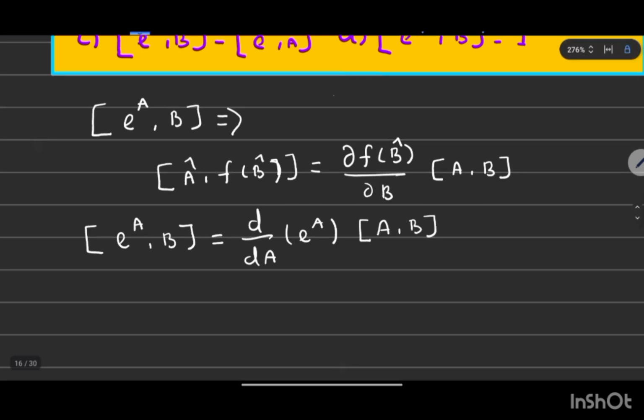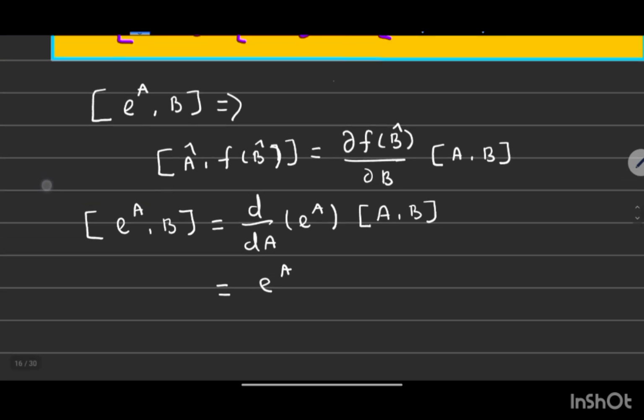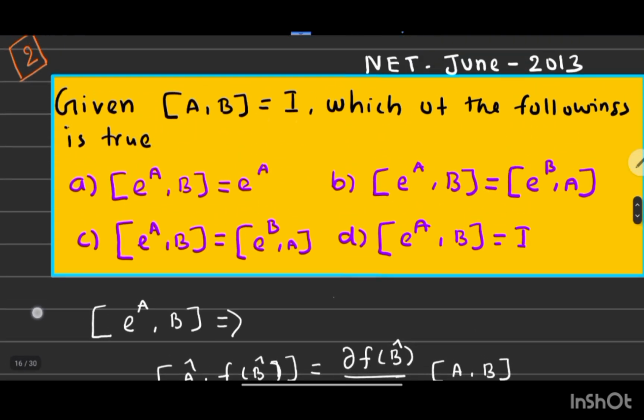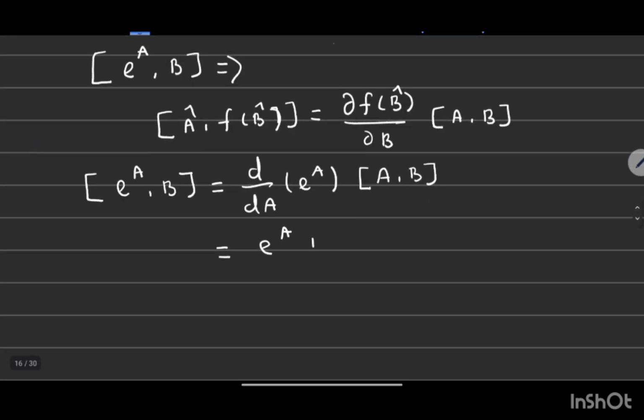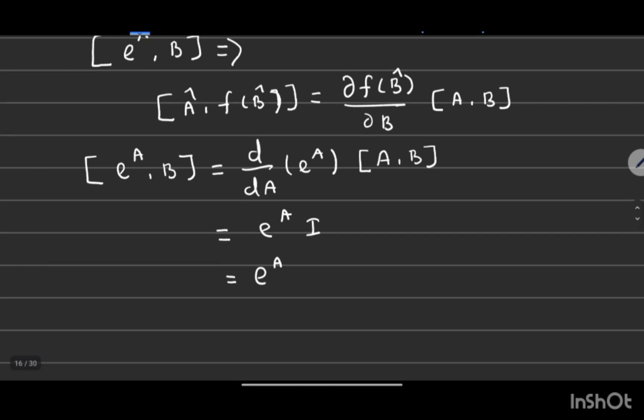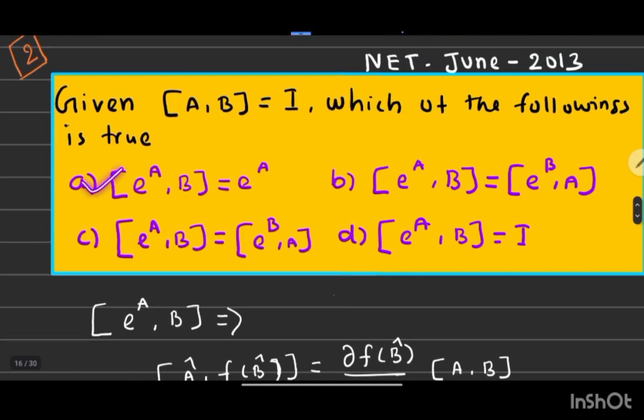Now what is the derivative of e raised to A with respect to A? It is e raised to A, and the commutation relation between A and B is given in the question itself, which is the identity operator, and any term which is multiplied with the identity operator is the term itself. Here we have e raised to A operator. So the answer for the given question is e raised to A. So only option A is matching. So our answer is A.